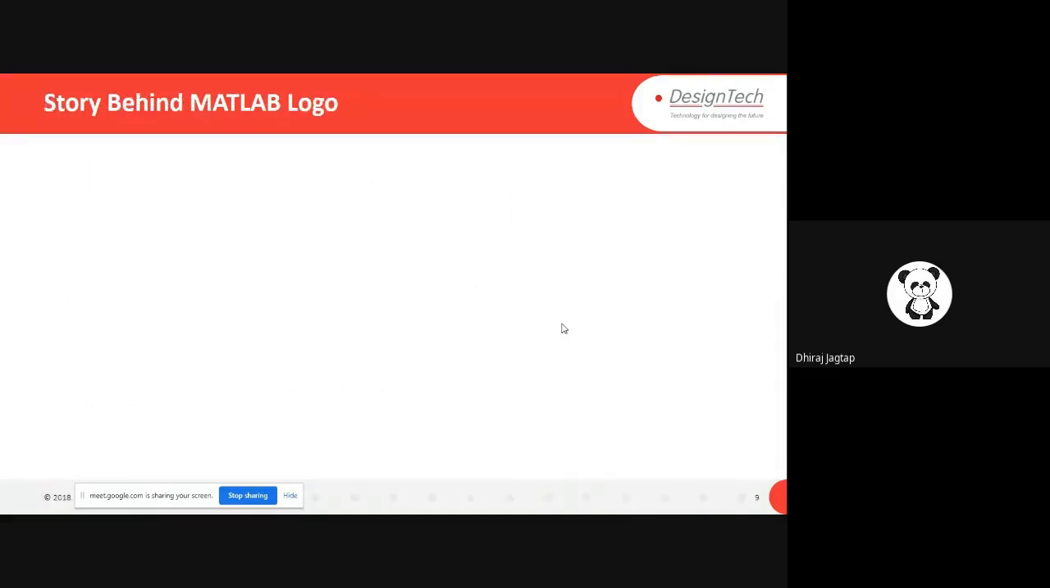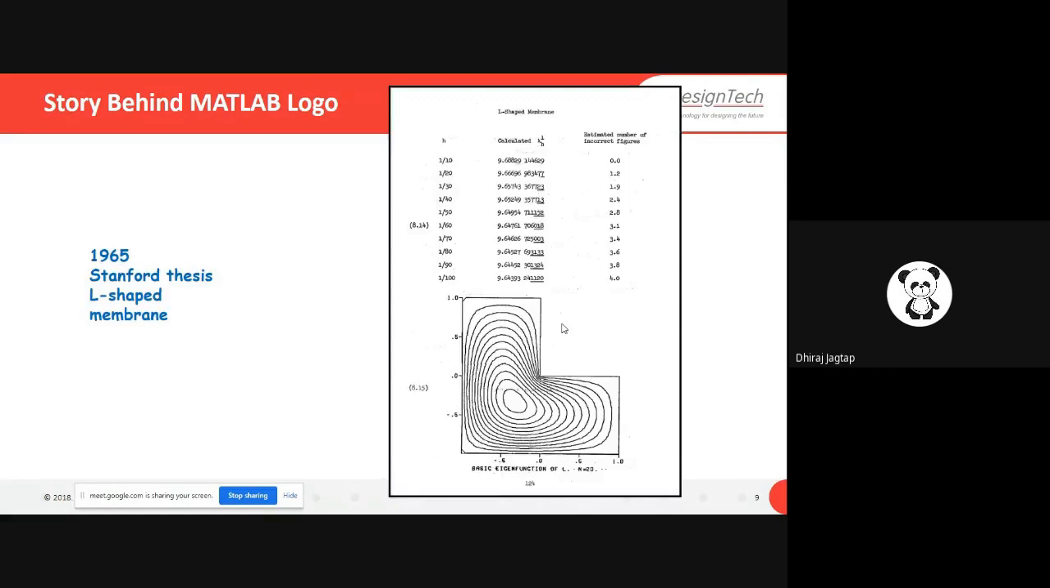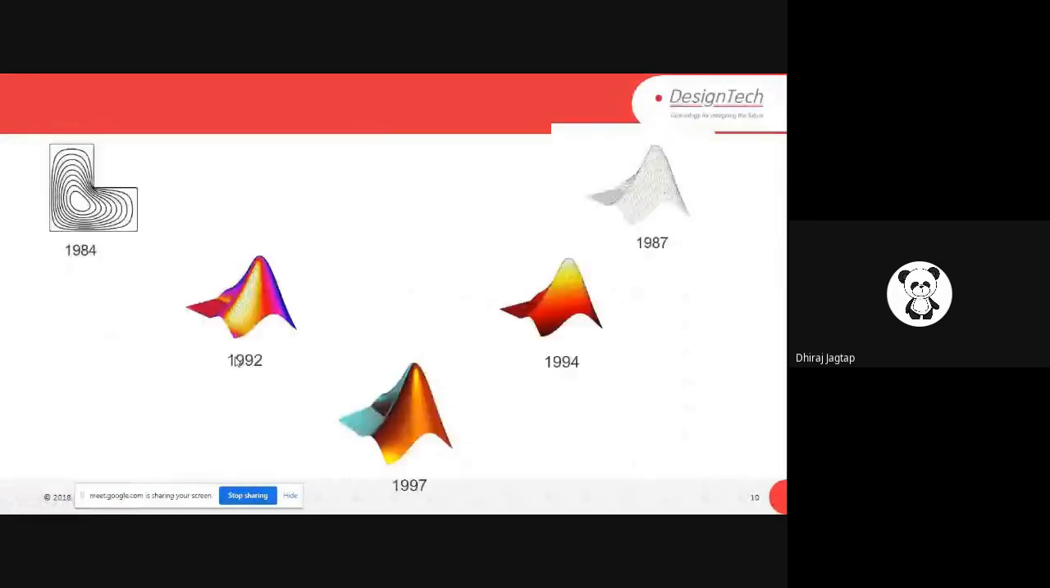Right. Now we'll see some story behind the MATLAB logo. As you can see on the right hand side, this is the L-shaped membrane. MATLAB was based on a Stanford thesis about L-shaped membranes. As per the year, in 1984 the logo was this, in 1987 the logo was this, then in 1992, 1994. Further, year wise they modified it. The logo that you can see here from 1997 is still in use.